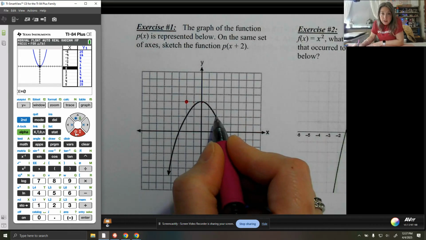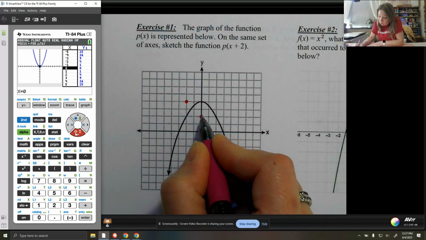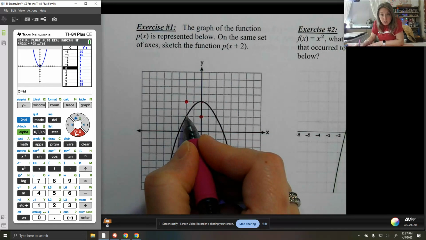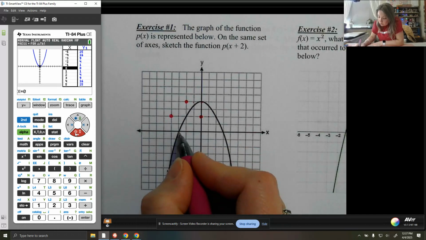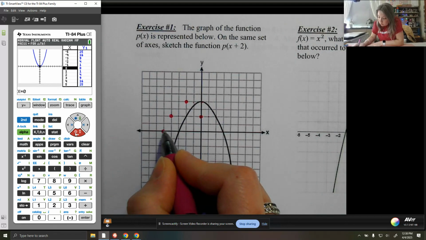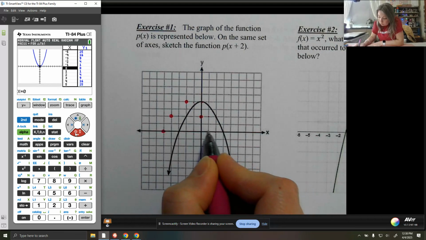Now take the next coordinate point you can see right here and go left with it 2 and drop your next point. It ends up being the new y-intercept. Take this point right here, go left with it 2, drop a point. Now here's another coordinate right here. There's a root coordinate. Let's take that and go left 2. Let's take this root and go left 2.